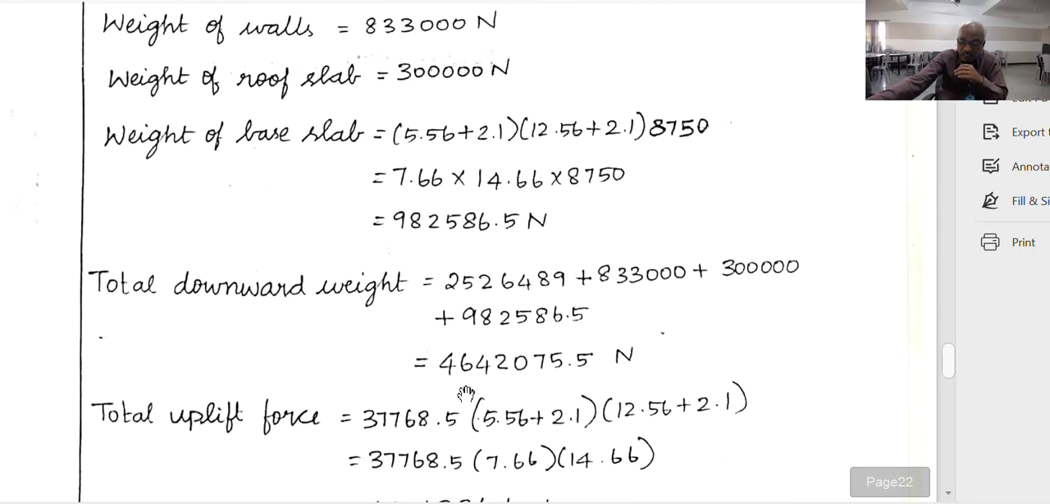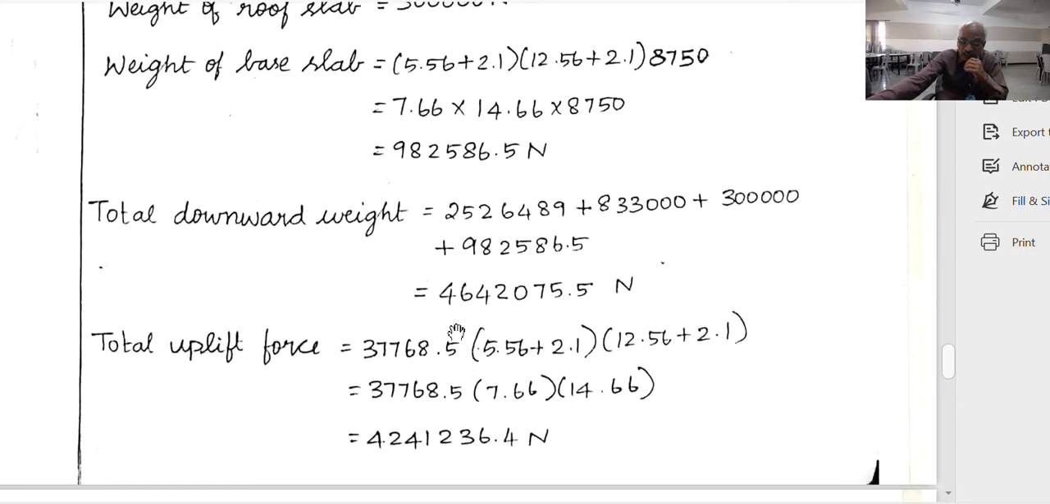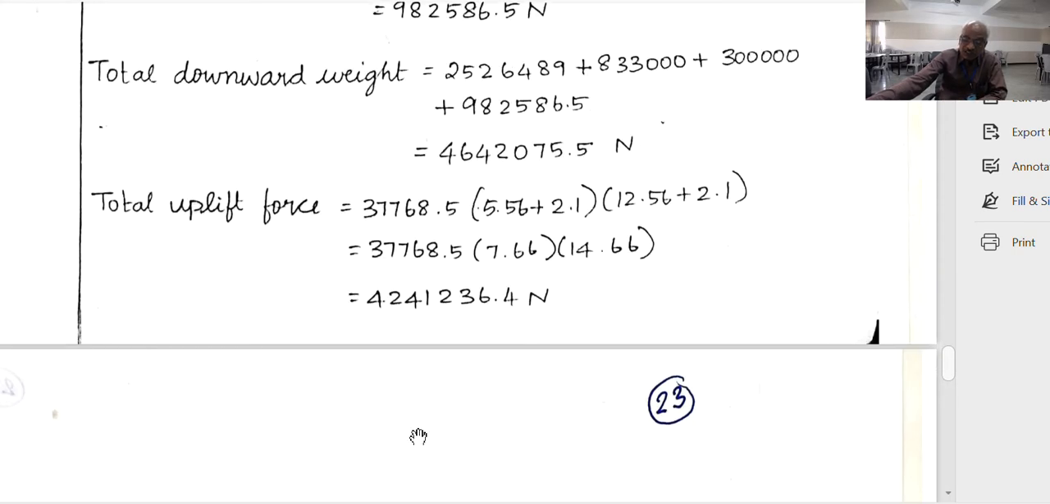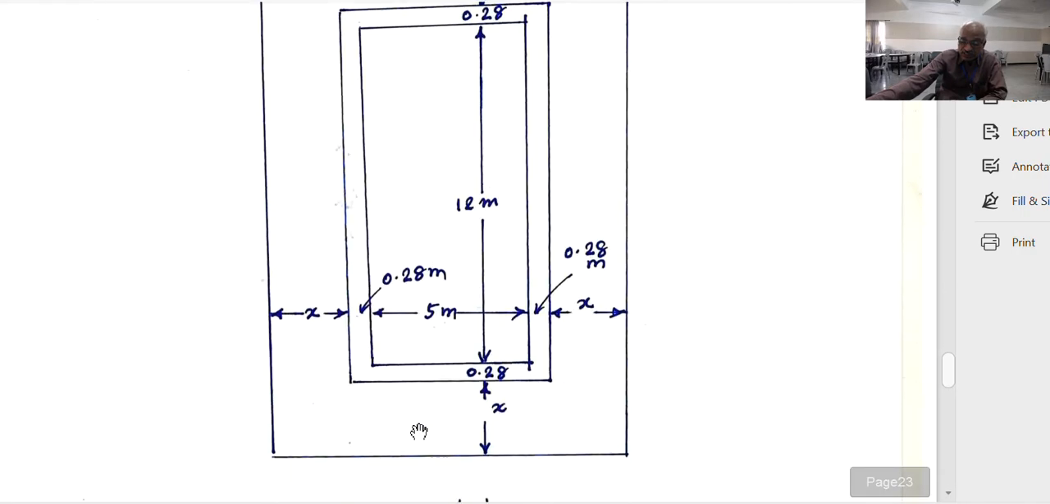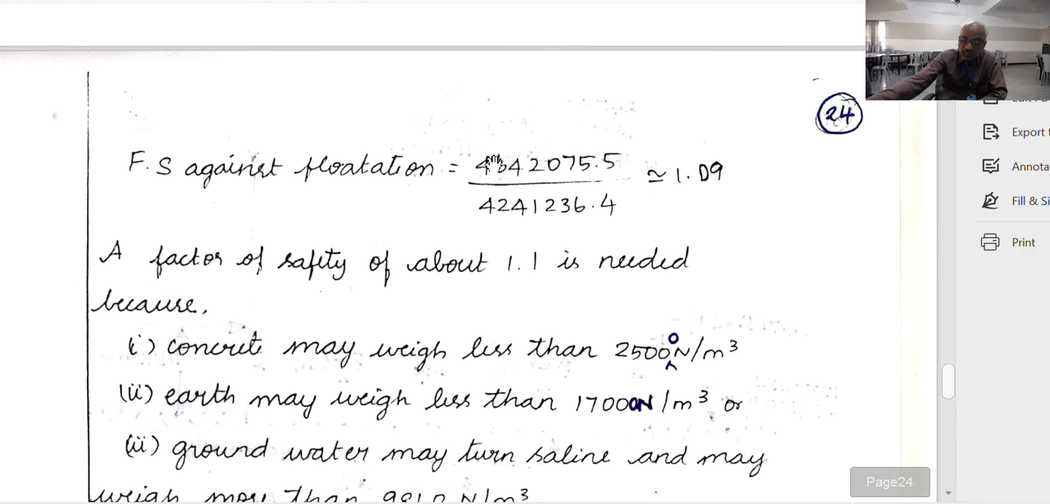Just listen here, the total downward force is 464, yes, that has to be more. This is the upward force. So therefore, 464 is the downward force. So total downward force by total upward force. The downward force will have to be more to prevent uplift. So equal to 1.09. But we have to provide a minimum factor of safety of 1.1.